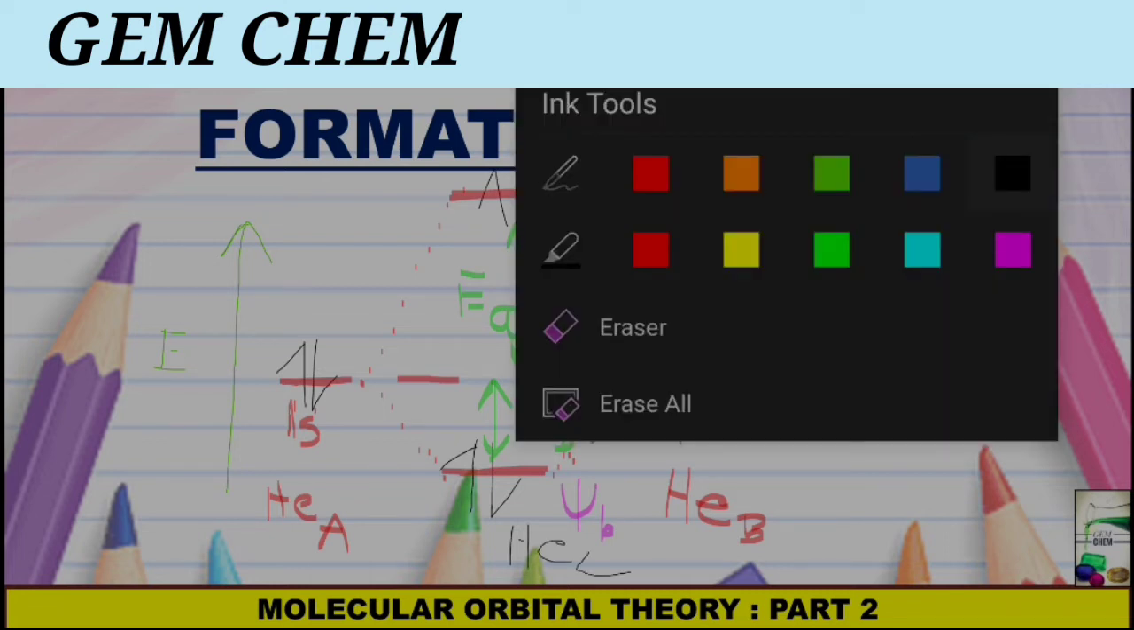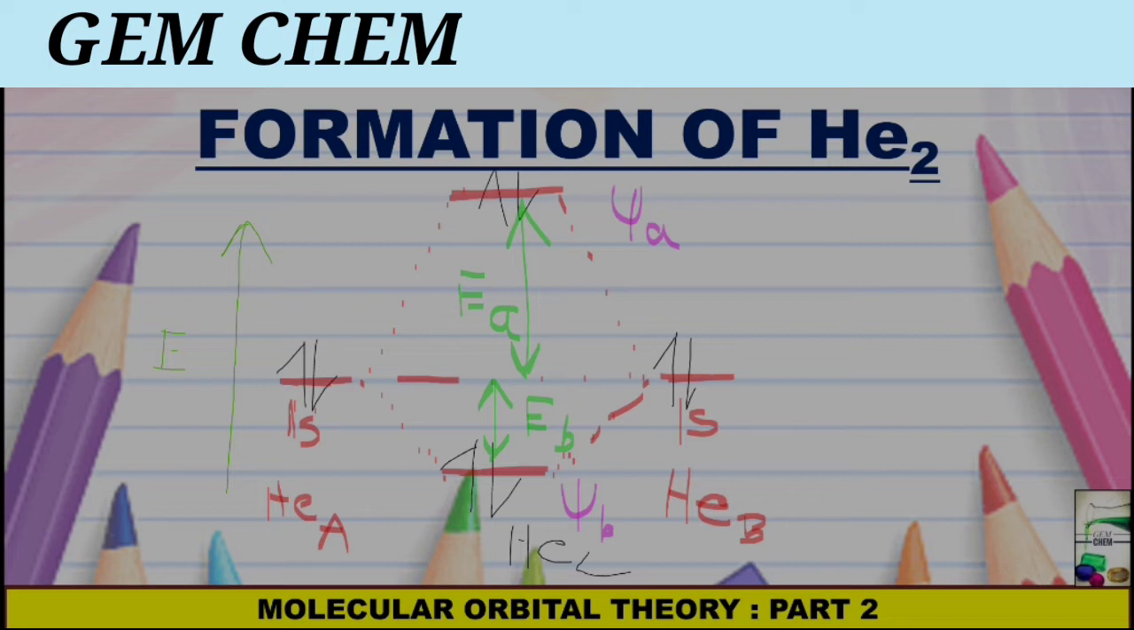If we try to calculate the bond order, what will happen? What is bond order? Bond order is the number of electrons present in the bonding molecular orbital minus the number of electrons present in the antibonding molecular orbital, divided by 2.